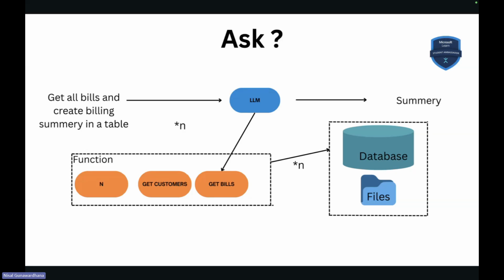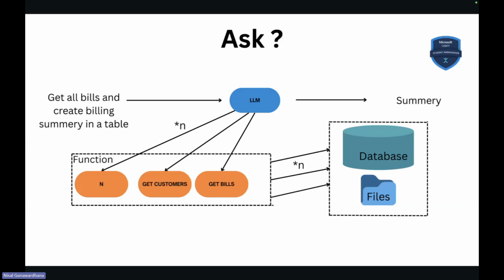Again, think, guys, I need to ask another question. Get customer data. Then what happens? Then it triggers another function, gets data from the database, and retrieves it. So like this, I need to ask this kind of question n times. That means we have to call n number of functions, and n number of connections are happening here.